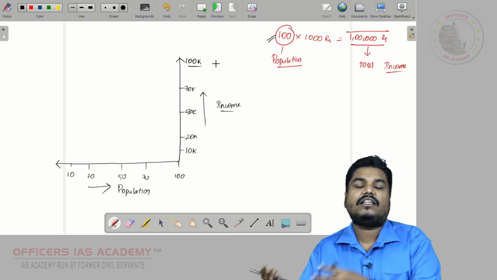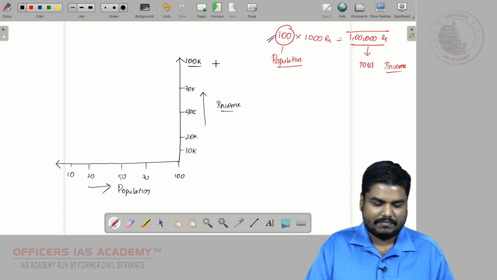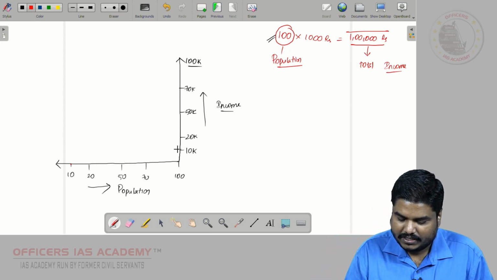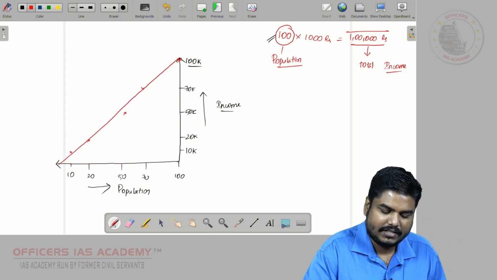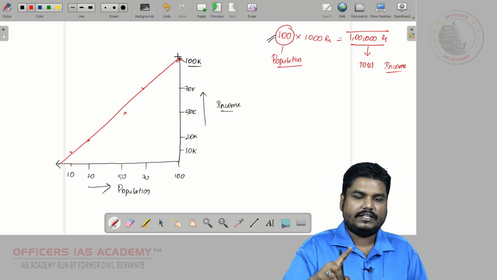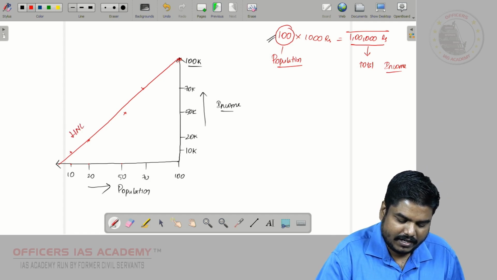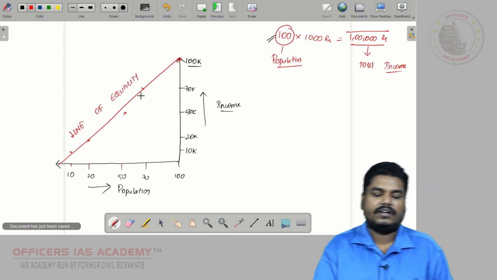Now everyone is earning 1000 rupees. That means 10 people will earn 10,000, 20 people will earn 20,000, and 100 people will earn 100,000, that is 1 lakh rupees. So when I plot, 10 people earn 10,000, 20 earn 20,000, 50 people earn 50,000, 70 people earn 70,000, and 100 earn 100,000. When I plot the graph, it is going to be a line. This line is called the line of equality.